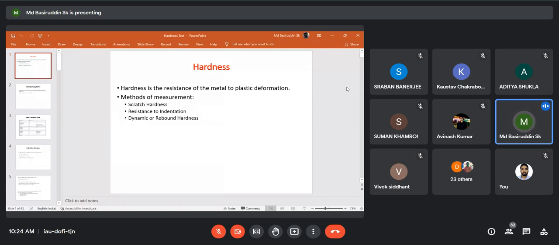Of course it depends on the load, because if you apply more and more load, then obviously the depth of scratch will be more. So in general, we try to fix the load, and the indenter we use should also be fixed, and then we compare. When we have two different metals and want to find out which one has the higher scratch resistance, we maintain the same load and the same indenter, and then find the difference between the depth of scratch and width of scratch.